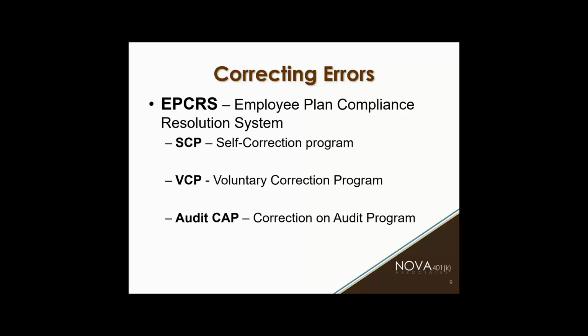Now if you had a problem and you didn't self-correct it or go through VCP, and you just get caught outright on an open audit, then there's the audit correction program available for correction, but these normally involve higher penalties generally. So they'll impose a punitive penalty on top of just the correction amounts that you might owe.